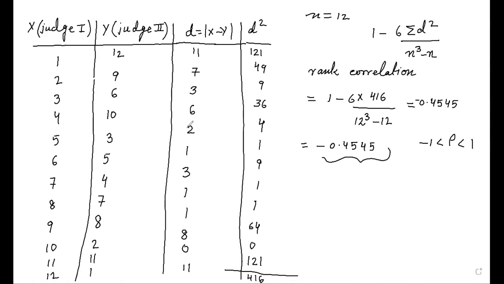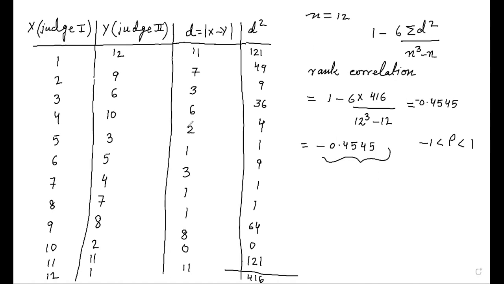Their judgments are not uniform, or not strongly related or correlated to each other. You can say they have a very poor correlation between them. That means if judge 1 selects a person as a better one, then that person will be considered not that good according to the judgment given by judge 2. So this is our interpretation according to the rank correlation we have got.